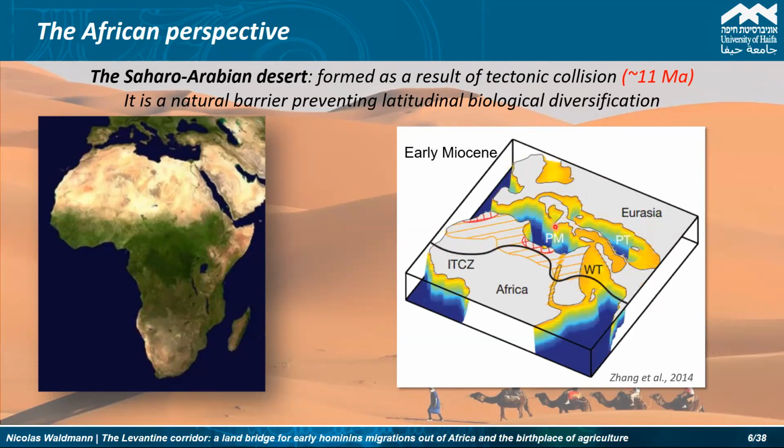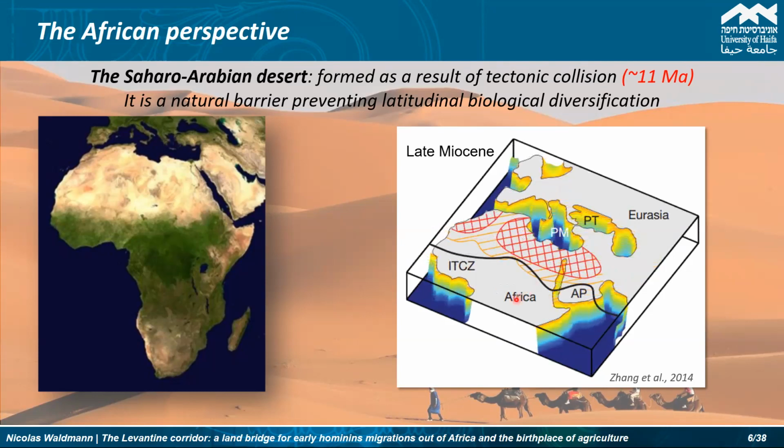But as the collision started between Africa and the Arabian part of it with Eurasia, we start to close the Western Tethys. The development of the Sahara starts to intensify, with a southern movement of the ITCZ toward the late Miocene.